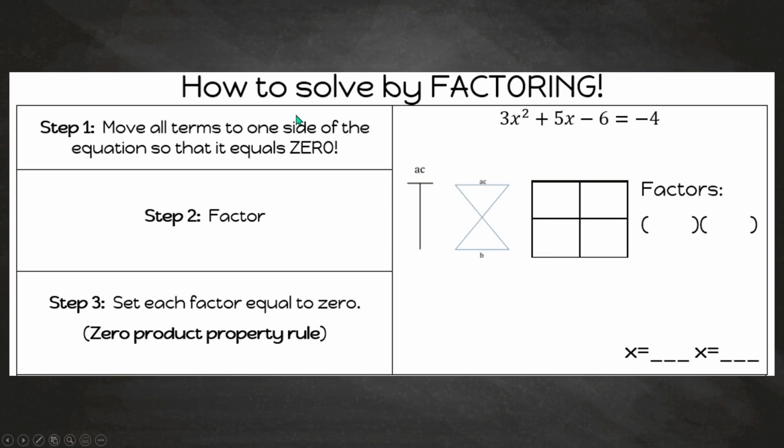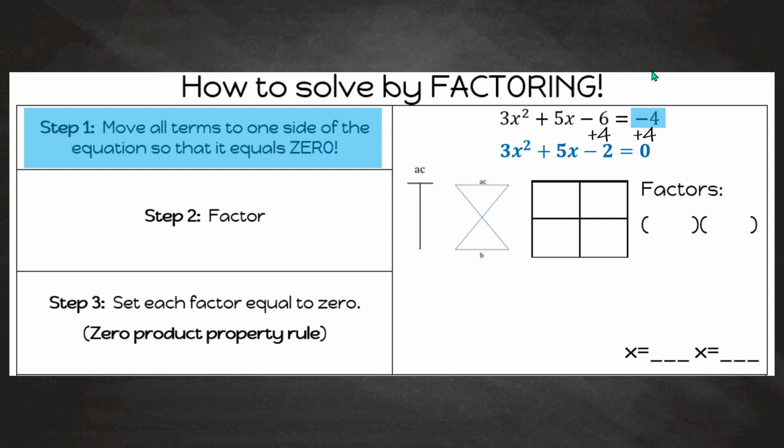And now here we're going to talk about how to solve by factoring. So we have this quadratic equation, 3x squared plus 5x minus 6 is equal to negative 4. The first thing we need to do is make sure that this is equal to 0, because right now it's equal to negative 4. So I have to move that negative 4 to the other side of the equal sign. I'm going to add 4 to both sides, and I get 3x squared plus 5x minus 2 is equal to 0.